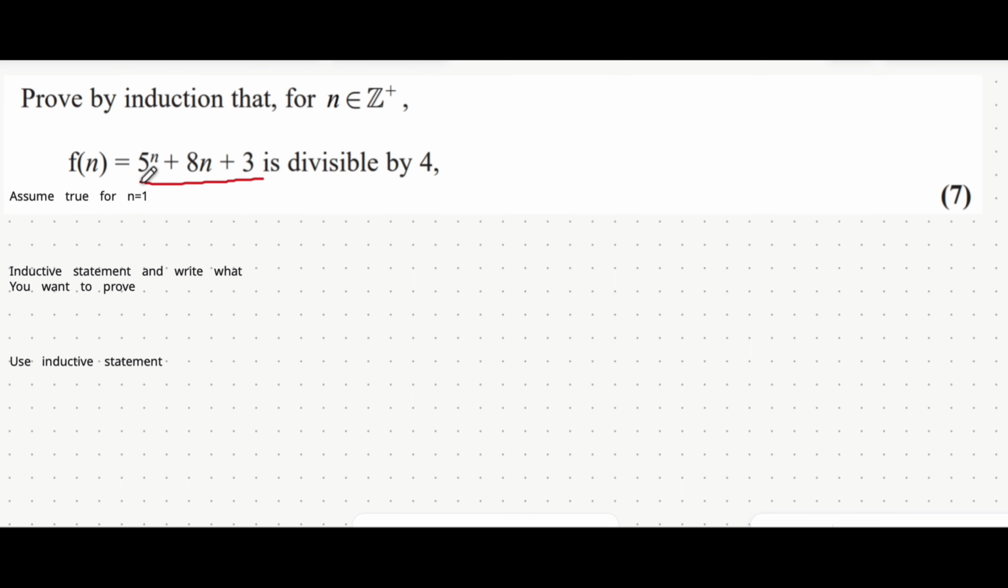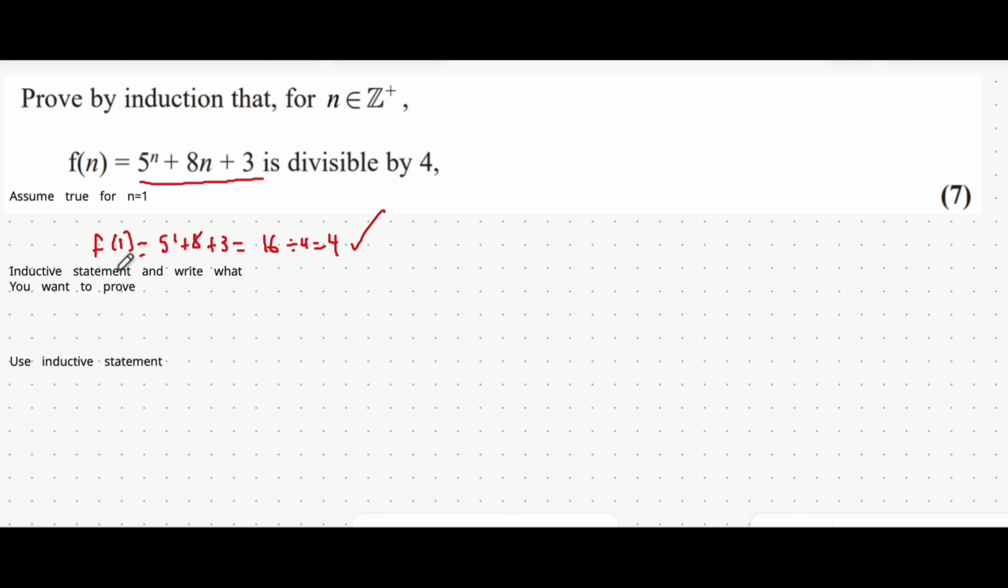So let's do that. When you put f of 1 into the equation, that becomes 5 to the power of 1 plus 8 times 1, which is just 8, plus 3. 5 plus 8 is 13. Plus 3 is 16, which is divisible by 4 because it divides by 4 to give 4. So that's perfect.